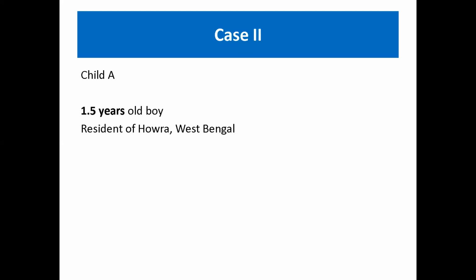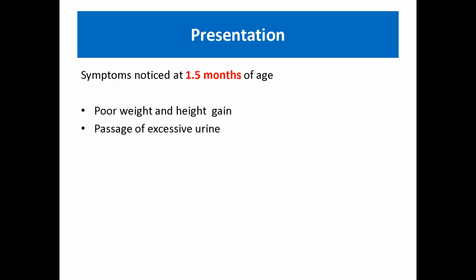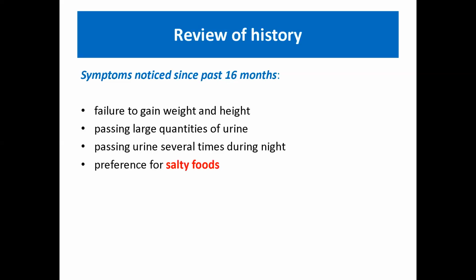Right, ma'am. So next we had a 1.5-year-old boy. He presented at very early, at around 1.5 months of age, with poor weight gain and height, and again passage of excessive urine. So there was failure to gain weight, excessive amount of urine. He also had history of passing urine several times during night.